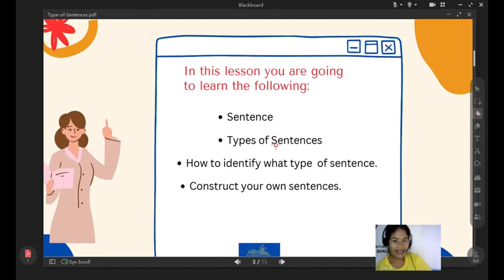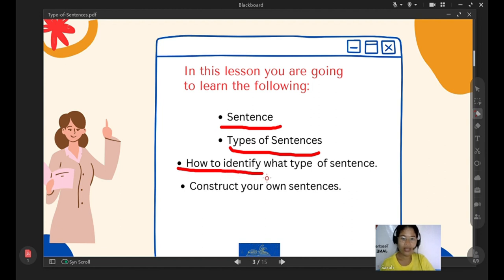So in this lesson, Amy, you are going to learn the following: the sentence and the types of sentences. You are going to learn also how to identify what type of sentence it is, and you can construct your own sentences. Okay, very good.